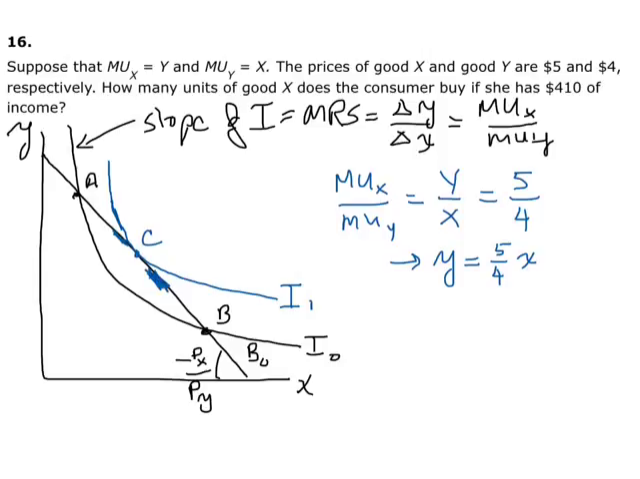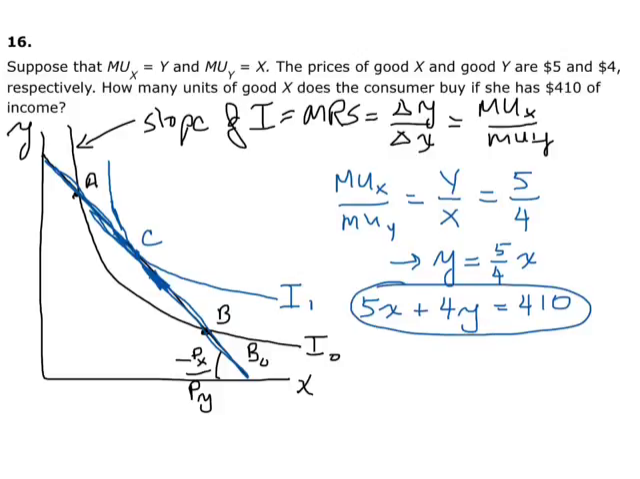we know that the budget line, we also know the relationship between x and y that's given by the budget line, right? So the price of x is 5 times the quantity of good x we have, plus 4 times the quantity of good y we have, is equal to 410. That's from the budget constraint.